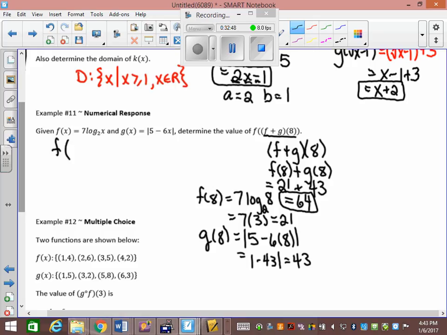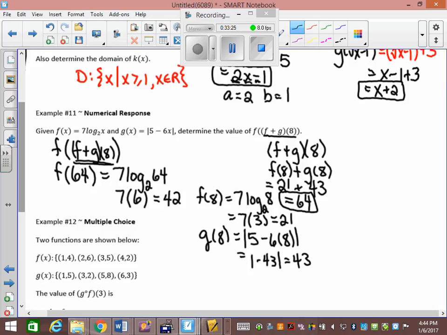So I have f of f plus g of 8. So this whole thing can have 64 inserted in its place. So now I'm going to find f of 64. So it's 7 log base 2 of 64, which is 2 to the what is 64? 2 to the 6 is 64. So I'm going to go 7 times 6. So my answer is 42.